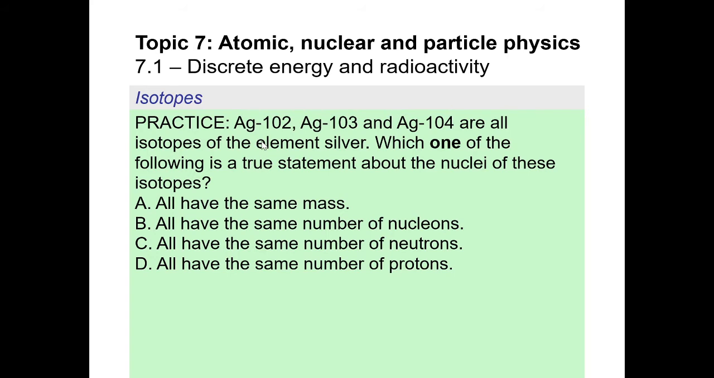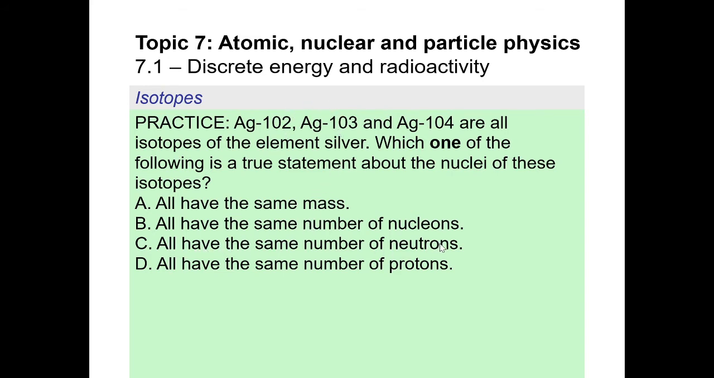So if, for example, Ag102, Ag103: Ag103 has one more nucleon than Ag102, so it's a little bit more massive. And Ag104 has two more nucleons than Ag102 and one more than Ag103. So it also is more massive than each of those. All right, so A is incorrect. B, all have the same number of nucleons. Well, each of these numbers is different, and that is the number of nucleons, so that is also incorrect.